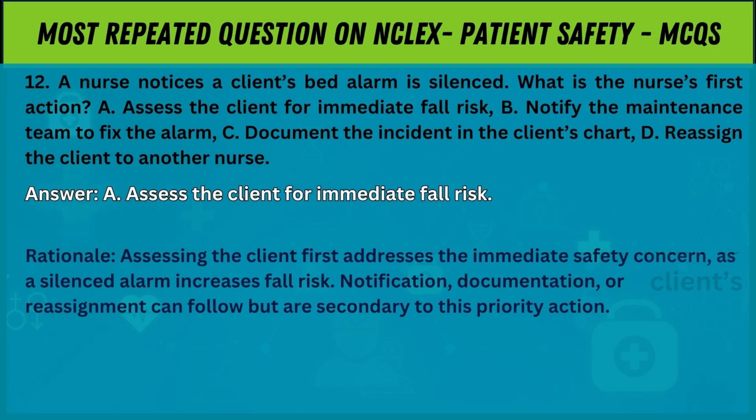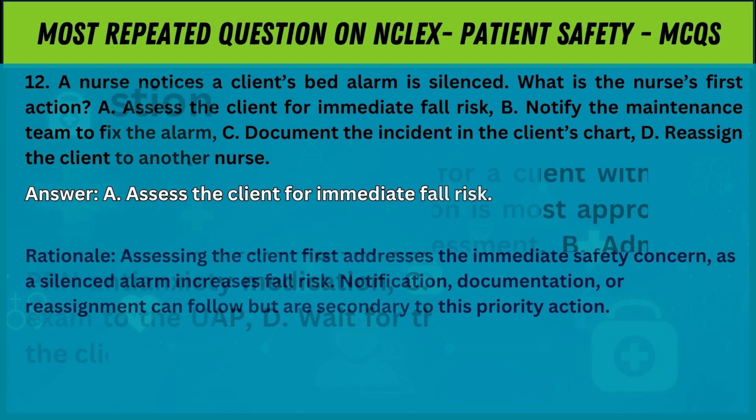Answer A. Assess the client for immediate fall risk. Rationale: assessing the client first addresses the immediate safety concern, as a silenced alarm increases fall risk. Notification, documentation, or reassignment can follow but are secondary to this priority action.